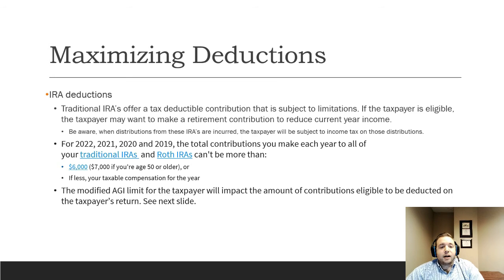The total contributions for 2022, 2021 is $6,000 for your traditional IRA. And there is a limit on your modified AGI, so that's modified adjusted gross income, and this will impact the amount of contributions eligible to be deducted. So it just depends on their income level.